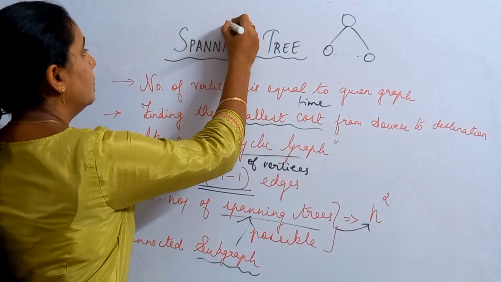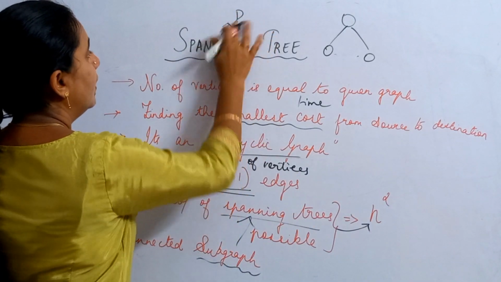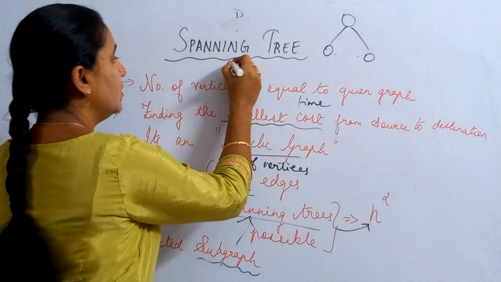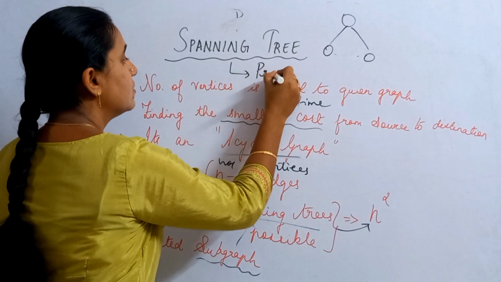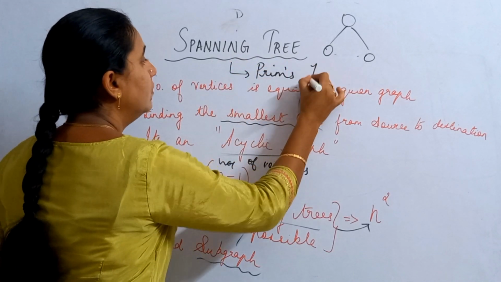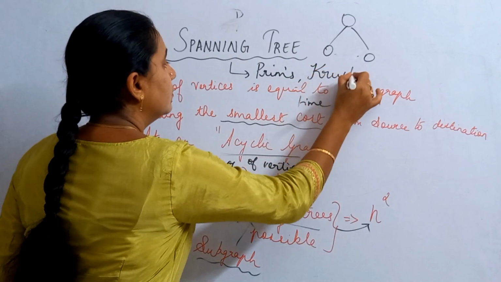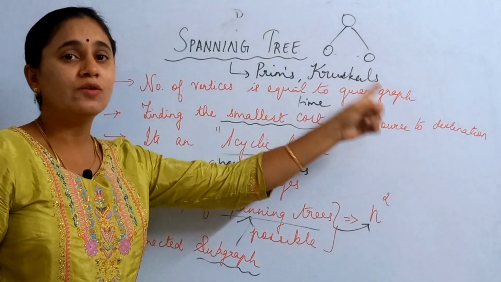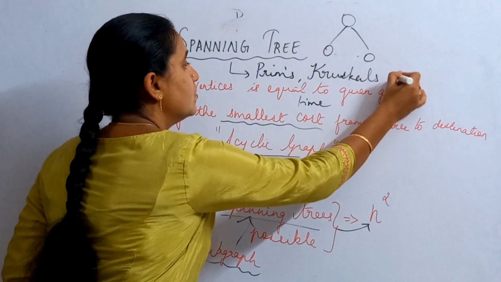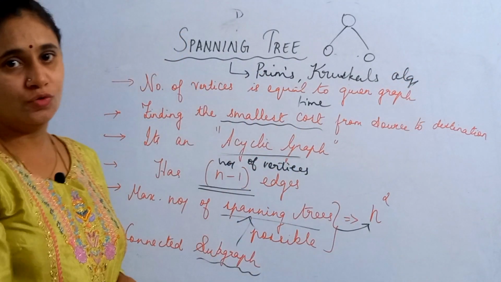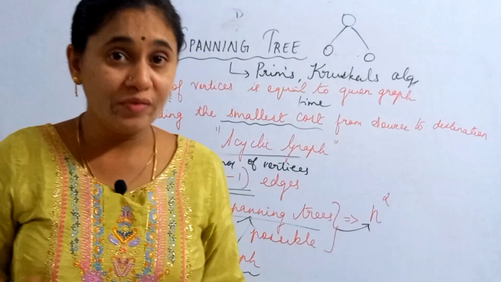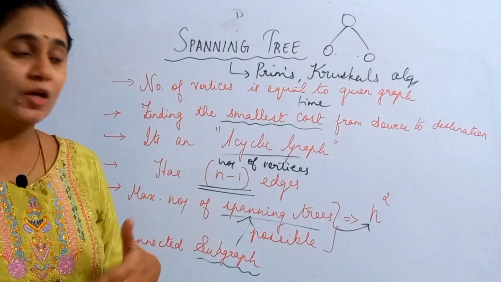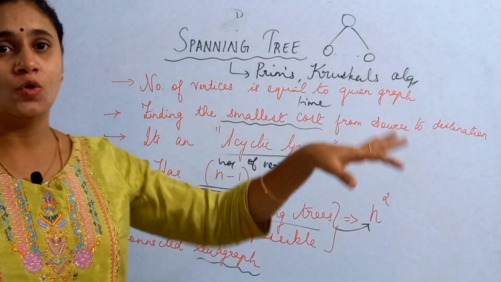I'll write it here, in case you cannot see. It is Prim's algorithm and Kruskal's algorithm. Prim's and Kruskal's algorithms are very important, friends. Please make a note of it. In the future videos, we are going to discuss these two algorithms.